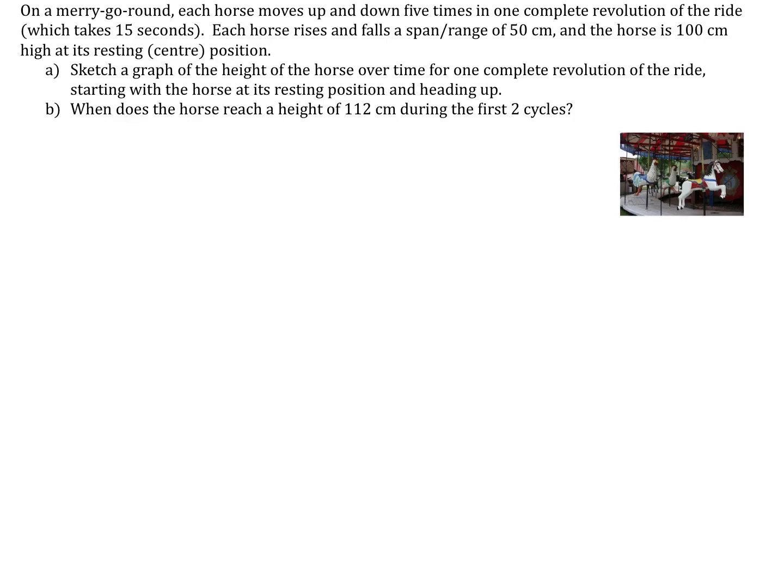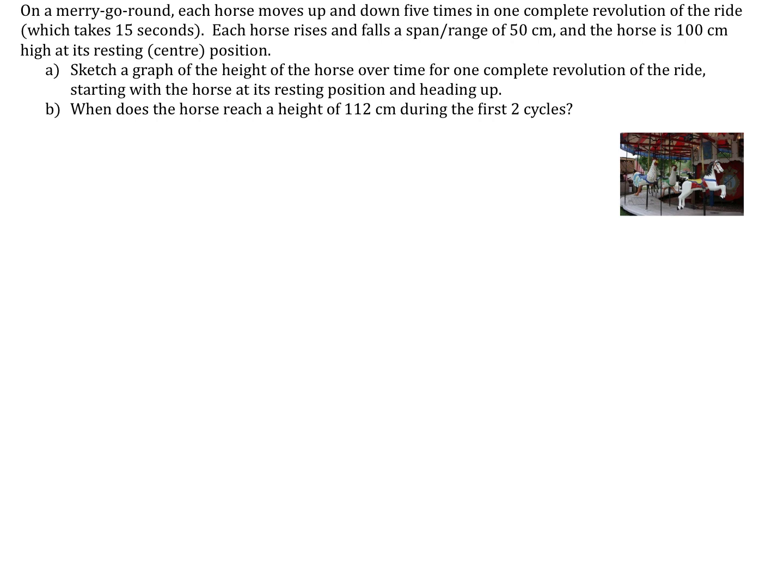This is an example for sinusoidal modeling, and we are going to sketch, state its equation, and solve. On a merry-go-round, each horse moves up and down 5 times in one complete revolution of the ride, which takes 15 seconds. Each horse rises and falls a span, that means a range of 50 centimeters, and the horse is 100 centimeters high at its resting center position.